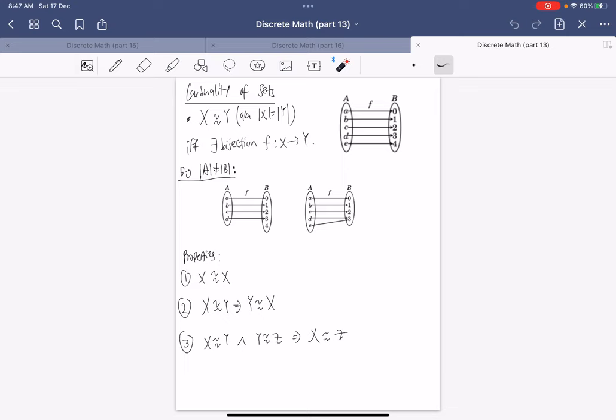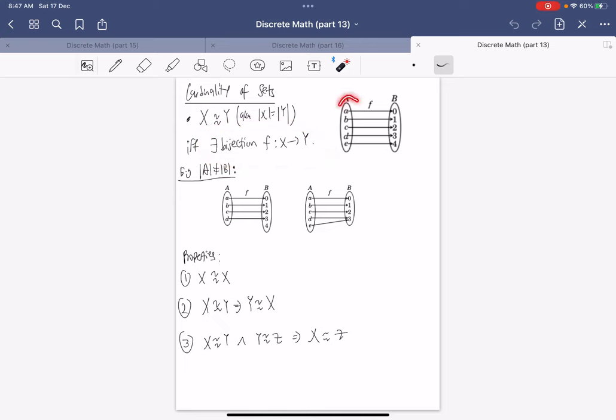So what do we mean when we say two sets are equal in size, or when they have the same cardinality? Another term for this is that x and y are equinumerous. Formally, it means that there exists a bijection between the two sets.